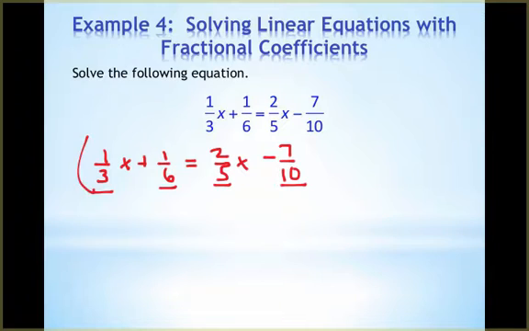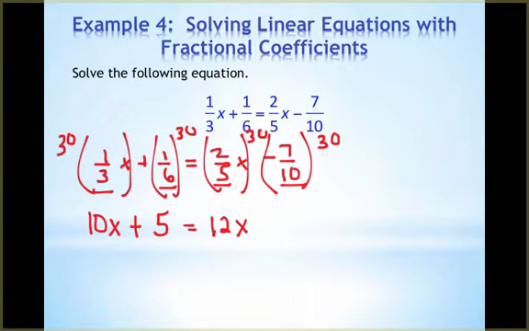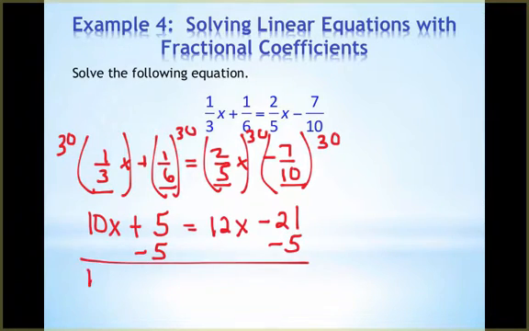So what I can do then is multiply each number in that problem by 30. And if I do 30 times 1/3 x, I get 10x, plus 1/6 times 30 would be 5. 2/5 times 30 would be 12x, and negative 7/10 times 30 would be negative 21. Now we can combine like terms. We're going to subtract a 5 from both sides and get 10x equals 12x minus 26.